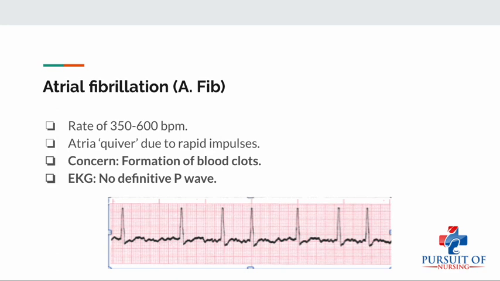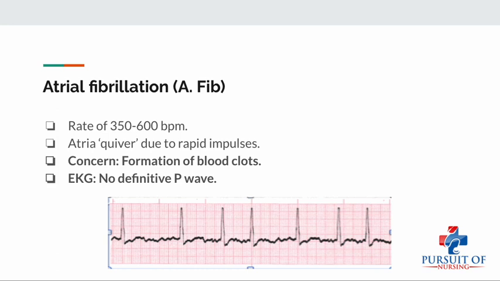All right, AFib, or atrial fibrillation: you're going to have a heart rate of 350 to 600 beats per minute. So the atria quiver due to rapid impulses. The atria are not pumping as they normally would. They're just sitting there quivering. You will have decreased cardiac output. You're going to have increased heart rate. That increased heart rate is going to try and maintain homeostasis.